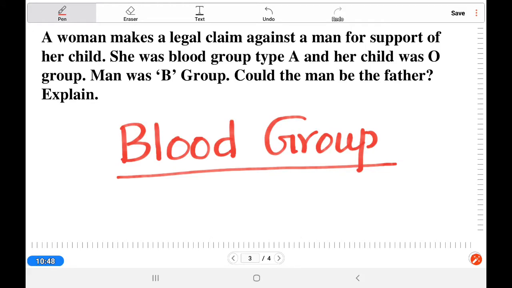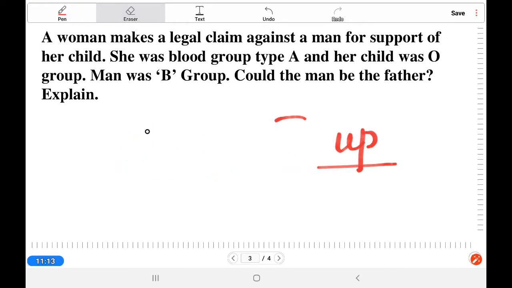Next one, blood group. Human blood group. Look here. A woman makes a legal claim against a man for the support of a child. She was blood group type A, and her child was O. The man was B. Could the man be the father? Explain. So, a very easy type. You may know how to do it.